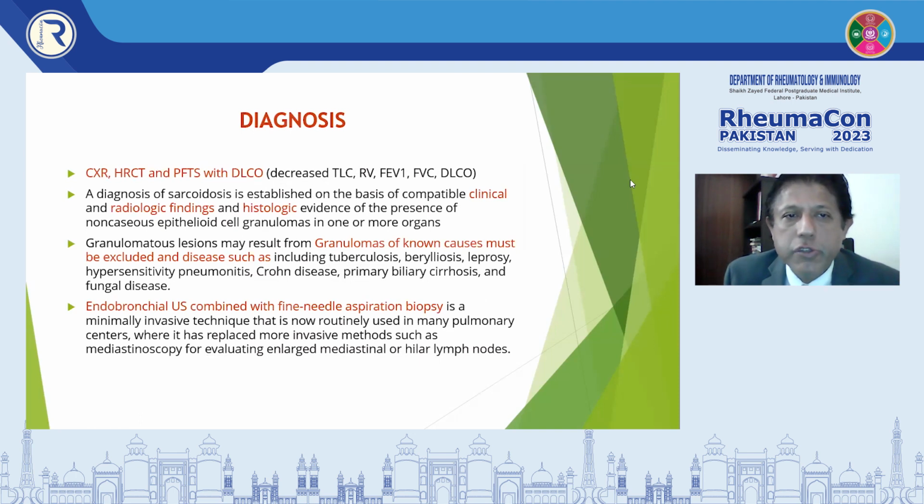In any patient with pulmonary sarcoidosis, you're going to develop a baseline. So chest X-ray, HRCT, and PFTs with DLCO have to be done. And mostly, if there's active involvement of the lungs, there is decreased TLC, RV, FEV1, FVC, and DLCO. The way we diagnose sarcoidosis is with compatible clinical findings, radiographic findings, and histological evidence. You have to rule out other granulomatous diseases such as tuberculosis, borreliosis, leprosy, hypersensitivity pneumonitis, Crohn's disease, PBC, and fungal disease. The standard of care now is to do an endobronchial ultrasound-guided fine needle aspiration biopsy, because it carries the least invasiveness and morbidity and the highest yield.